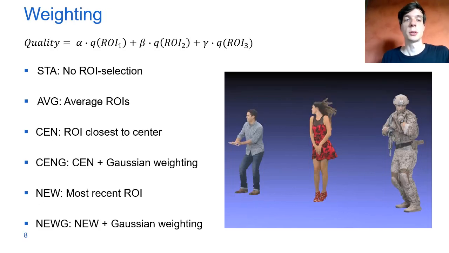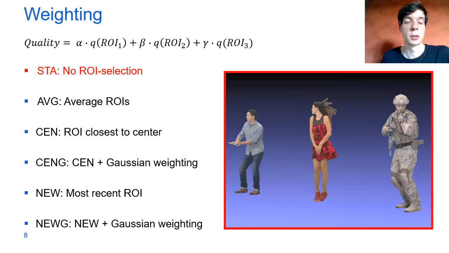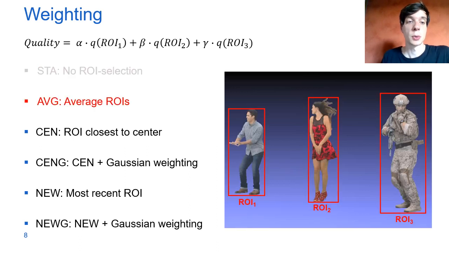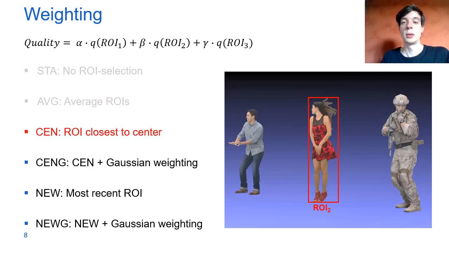More in detail, this means that we are taking a linear combination of a certain quality metric Q over each of the regions of interest, where we determine the weights alpha, beta, and gamma based on a set of assumptions. A first one is the standard baseline, in which no region of interest selection is performed, so we simply take the whole frame to calculate quality upon. In a second one, we average the quality scores for each of the regions. And then in the center approach, we actually assume that the user is watching the region of interest closest to the center of the frame.